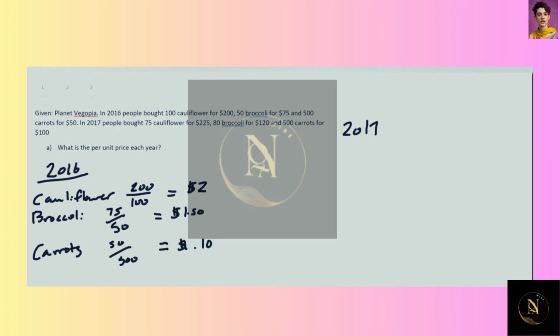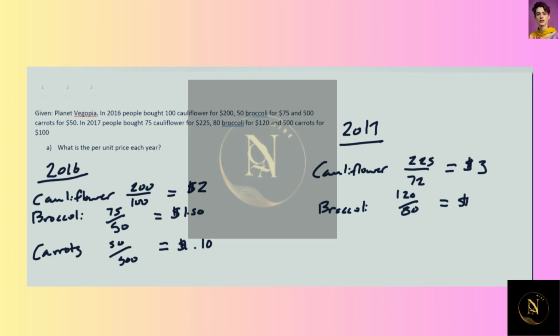Right, so for 2017, cauliflower, we spent $225 on cauliflower, buying 75, which is $3 per cauliflower. For broccoli, we bought 80 broccoli for $120, which is again $1.50 per broccoli. And for carrots, we again bought 500 carrots, and this time we spent $100, which means the cost of carrots in 2017 is 20 cents.